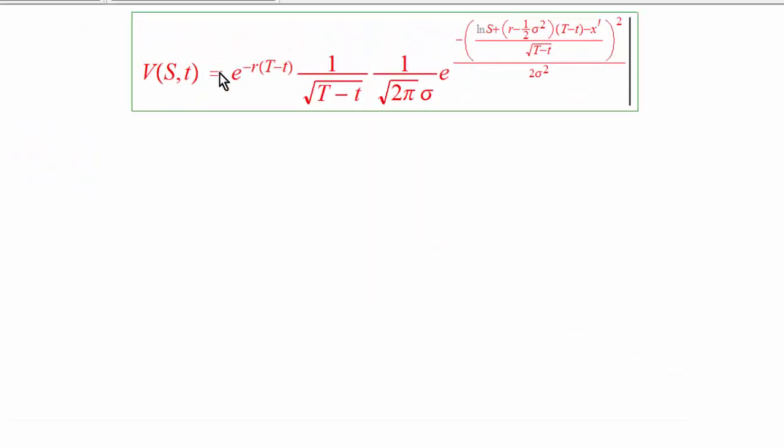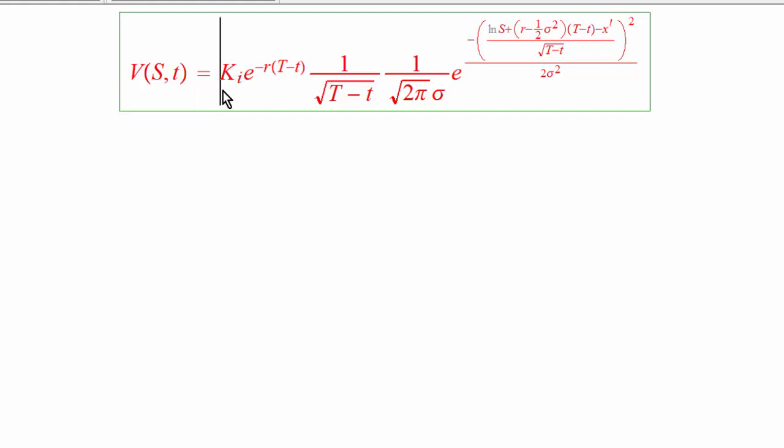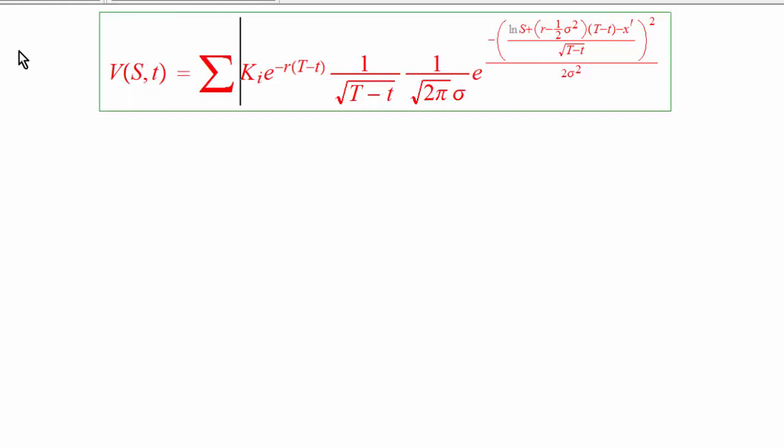So this is a solution. Well, we know that any linear combination is also a solution. So if I put some kind of a constant out front here, let's say k times that, it is also a solution to the Black-Scholes equation. And if I add two solutions together, well, let's add more than two. Let's just add a bunch. If I add up a bunch of solutions and the only difference is that this i value changes, then that sum is also a solution. Since I get to pick it, the x that I pick here, the x prime that I pick here, and the k sub i that I pick over there, those can change and this still is a solution.